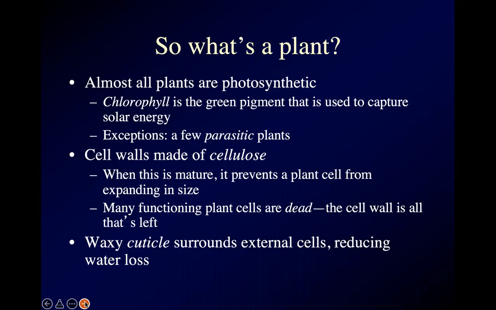In many plants, the plant itself may be alive, but many functioning plant cells may be dead. The cell itself may die, and the cell wall may be all that remains. I'll show you pictures of that coming up. Cells on the outside of a plant, by the way, are also surrounded by a wax layer called a cuticle, which reduces water loss from the plant.